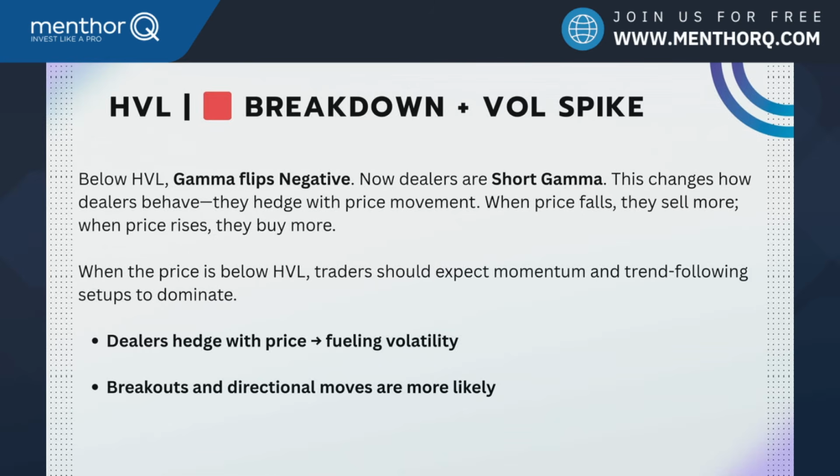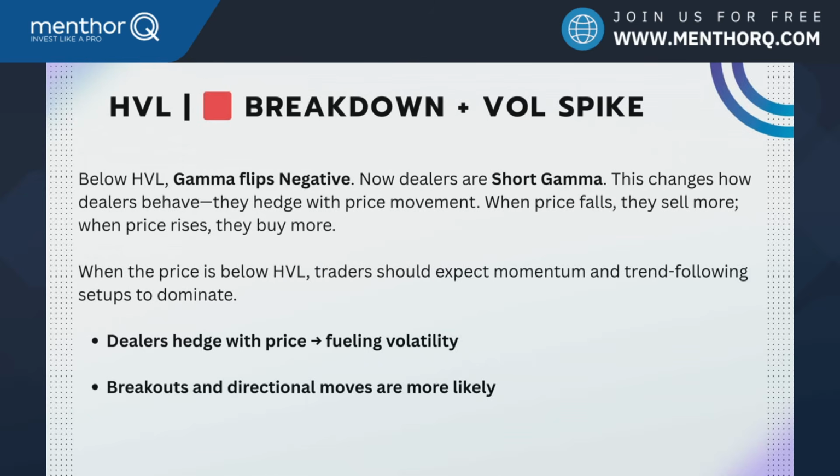All right. The second scenario, which is also very, very important, is when we are in a breakdown plus a volatility spike at the HVL level. So below the HVL, gamma flips negative. Now dealers are starting to be in a short gamma environment, or short gamma regime. This changes how dealers behave. They hedge with the price movement, so they sell when the price falls and they buy when the price rises. This behavior creates a feedback loop that amplifies volatility instead of suppressing it.